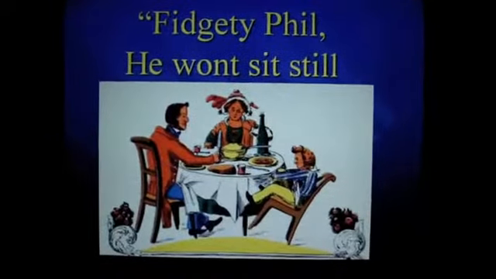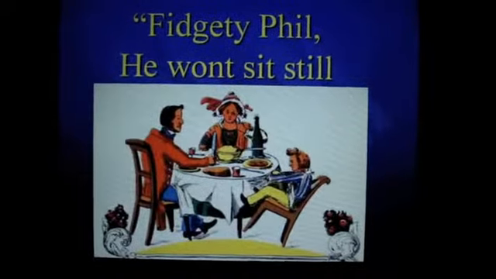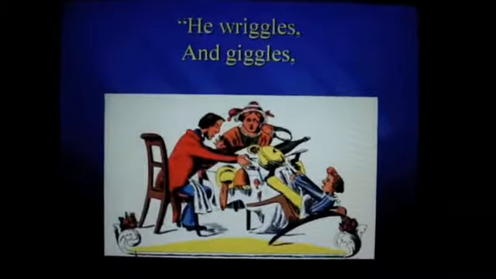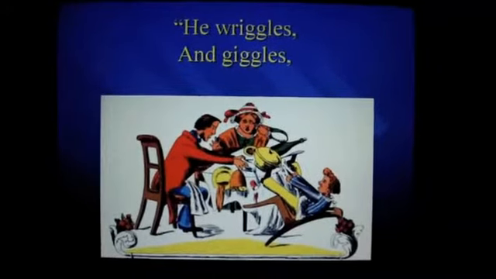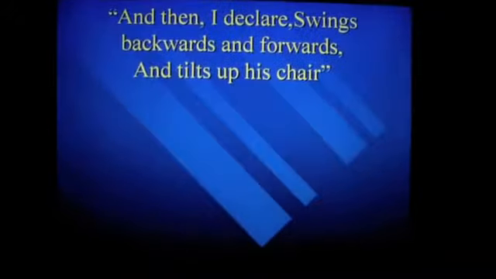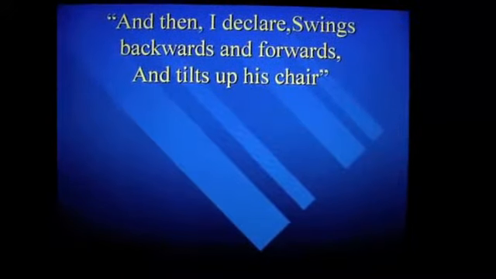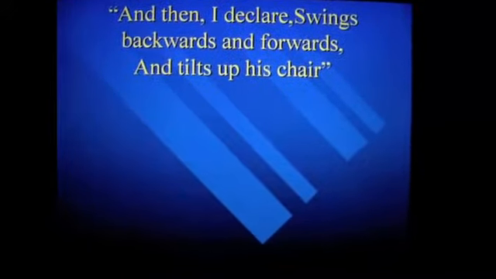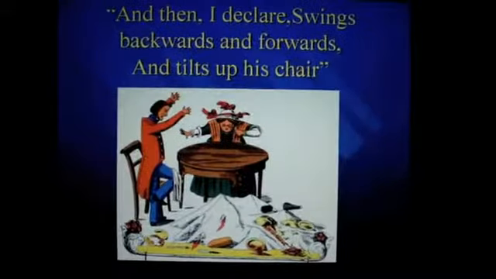The first known description of attention deficit hyperactivity disorder was written in the 1800s, and it involves a poem about Fidgety Phil. He won't sit still. He wiggles and giggles. And then I declare, swings backwards and forwards and tilts up his chair.